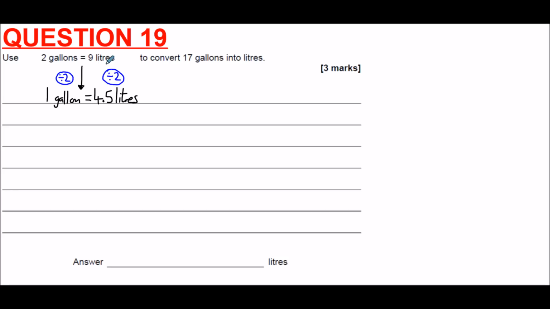So now we know what 1 gallon is. To go to 17 gallons, we can simply just multiply by 17. One times 17 gives us 17 gallons. So what we need to do here, the hard bit, is 4.5 times 17. So what we can do is a method to do multiplication of 4.5 multiplied by 17.